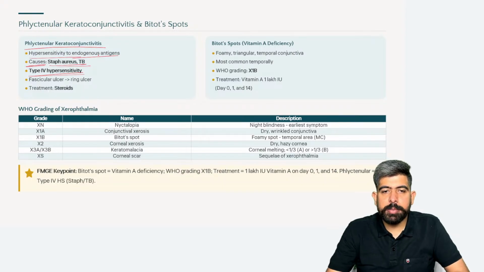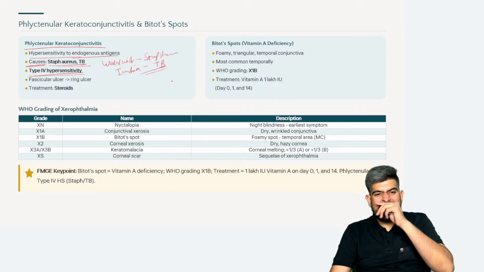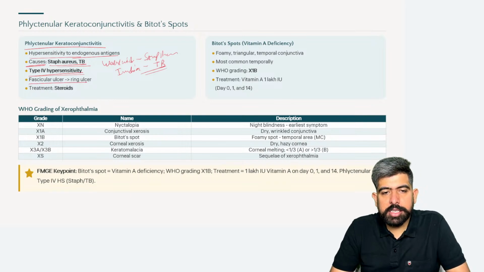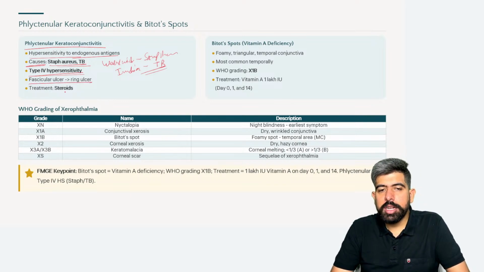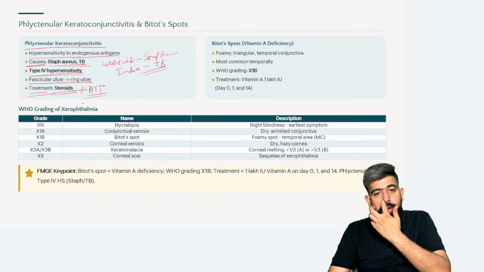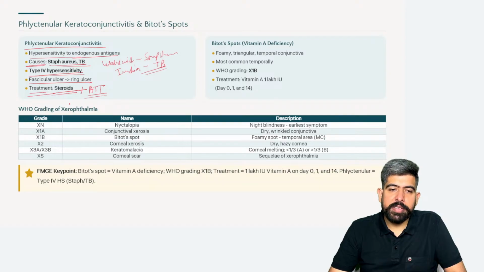For this Staph aureus, please remember, worldwide the cause is Staph aureus. And if we're talking about India, in India we have the TB. Okay, the most common cause of phlyctenular keratoconjunctivitis is TB. And we are going to find a fascicular ulcer, or we can say the ring ulcer, over there. And in the treatment, we should give the steroids. Yes. And if the patient is from India and having TB, we should start the anti-tubercular treatment. ATT should also be given with the steroid, right? ATT should be given in these cases, right?